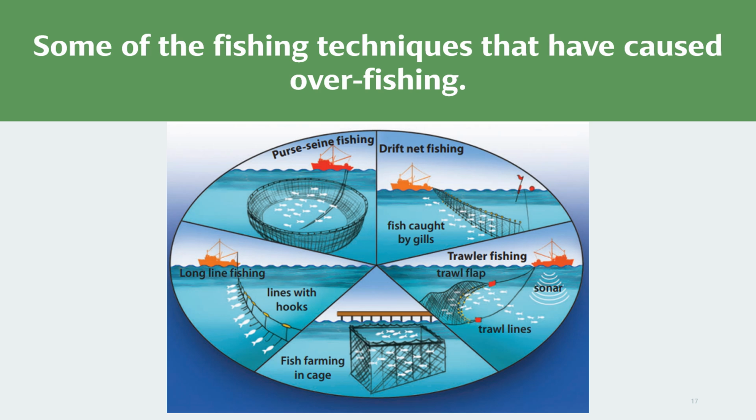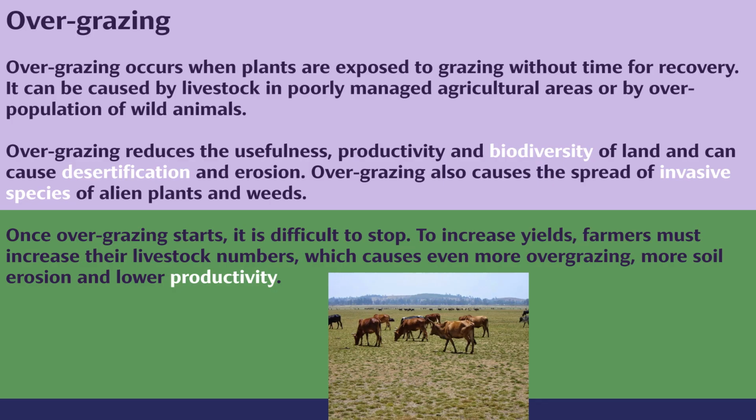Here are some of the fishing techniques that have caused overfishing. Overgrazing. Overgrazing occurs when plants are exposed to grazing without time for recovery. It can be caused by livestock in poorly managed agricultural areas or by overpopulation of wild animals. Overgrazing reduces the usefulness, productivity, and biodiversity of land and can cause desertification and erosion.